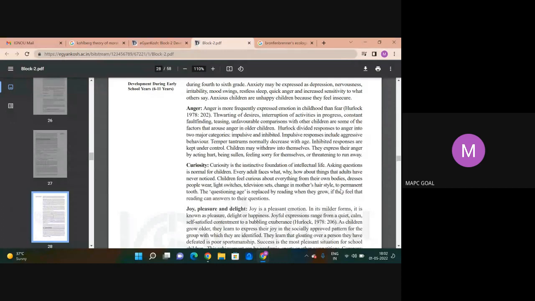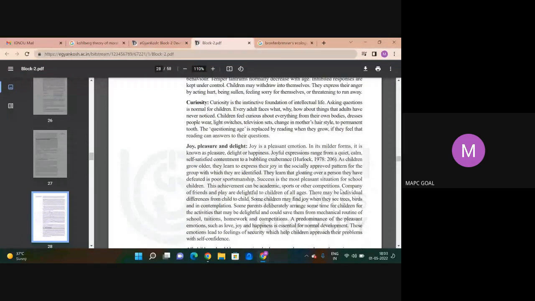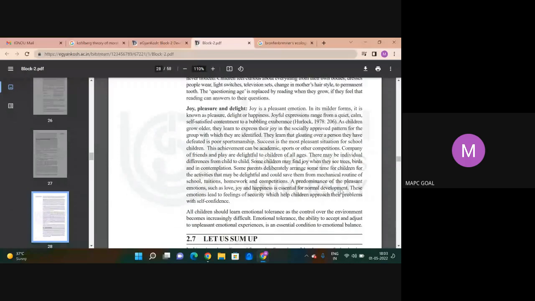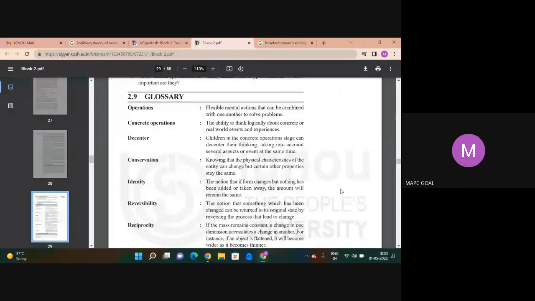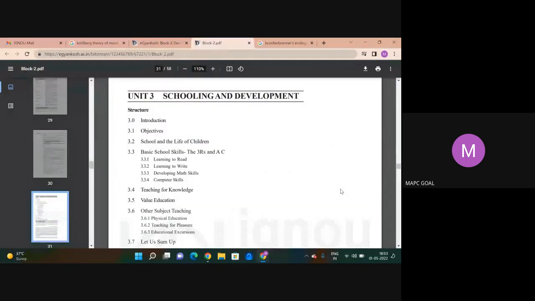They're very curious in life, and they want to know everything. They want to have certain activities. They want to wear the mother's hairstyle, and they want to act like their fathers. Then joy, pleasure, and delight. There are also some emotional dimensions which they want to experience. They're always happy, and they don't have any tension, and all these activities are done by them. So here we have the end of unit 2 and unit 3.